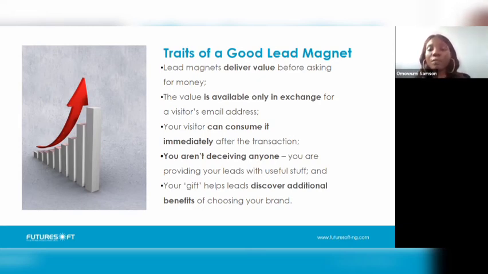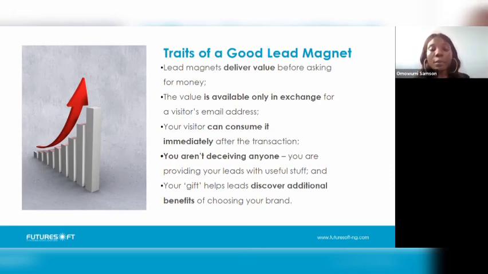So the value is available only in exchange for a visitor's email address. Of course, that's what makes it a lead magnet in the first place. I am giving you this, and I want to get this from you in exchange. Basically, that's what qualifies it as a lead magnet.